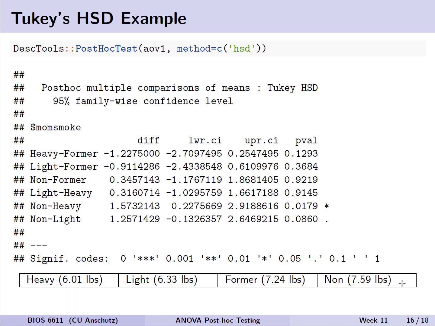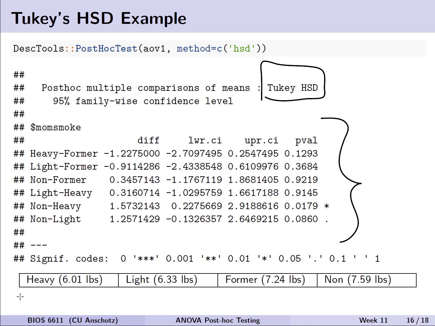If we did a less conservative approach, in this case we actually see that we have the same general conclusion using Tukey's HSD. Because this is still using the post-hoc test function, we see that it really just replaces the method we've chosen, but keeps the general same setup of our distribution, or the output here.